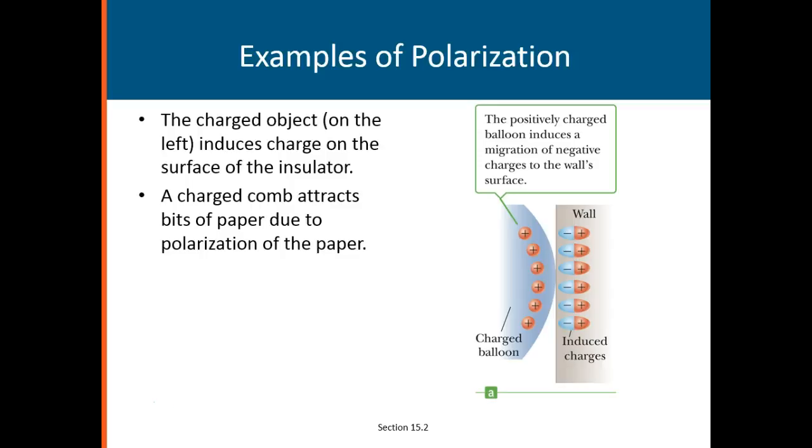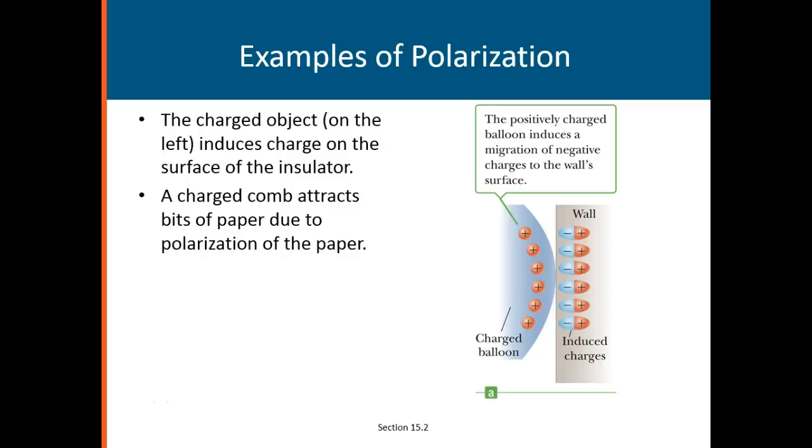The other is I take a comb, usually a rubber comb, comb my hair with it, and then if I have little scraps of paper on the table, I can pick them up. Why is that? Because when I comb my hair, I move charges around. And then the unlike charges go toward the comb, the like charges go away from the comb. That's attracted, but the next piece of paper, the unlike charges attract the like, and they just make a chain effect there, and it attracts bits of paper due to the polarization of the paper.